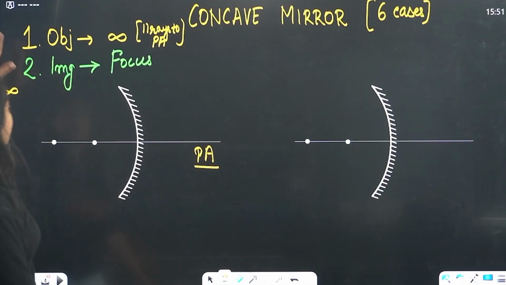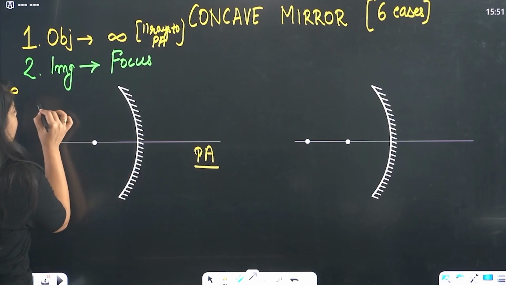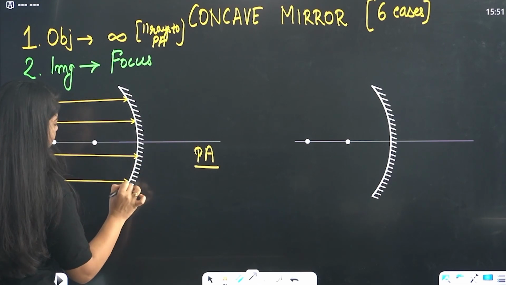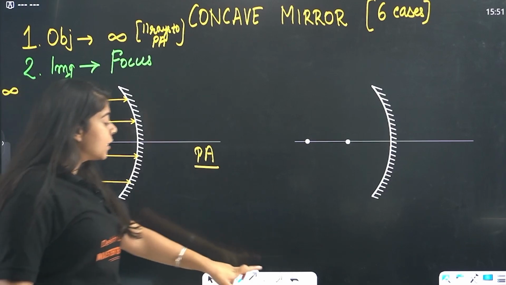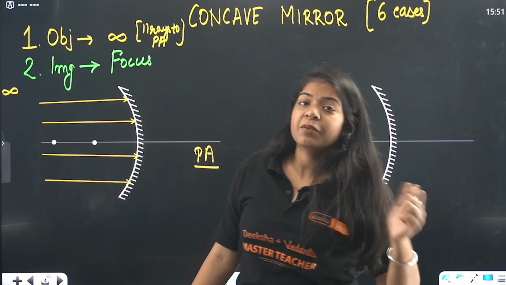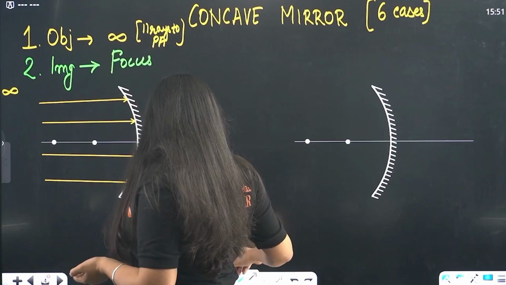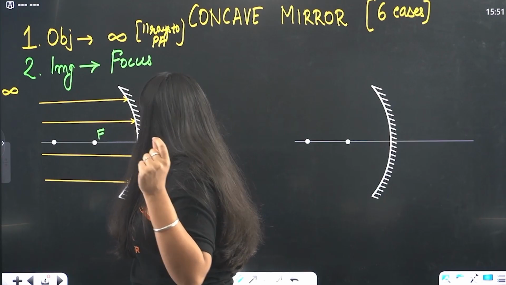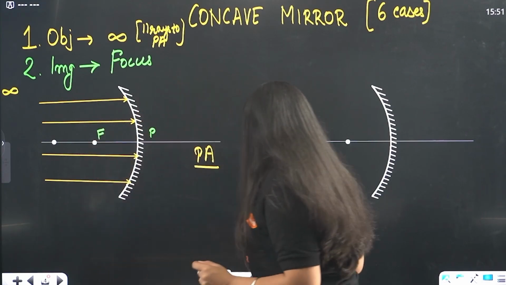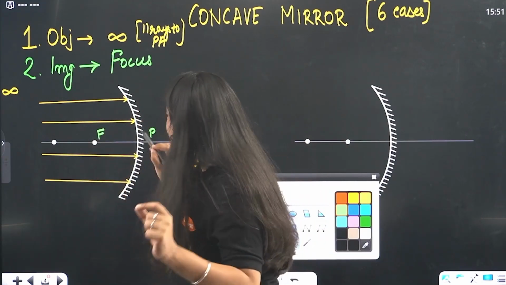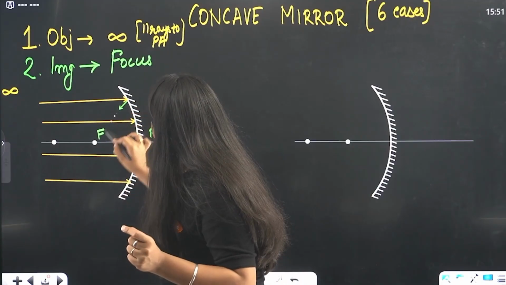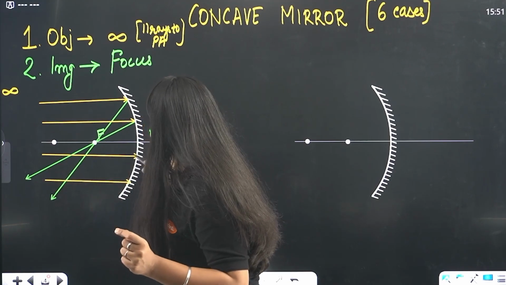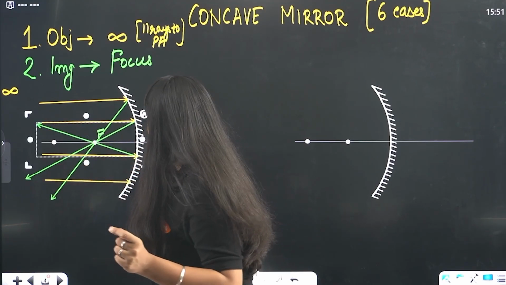Done until now. Now my object is at infinity, so parallel rays will come. Understood? And now they will reflect back. This is a mirror, so it will reflect back and it will pass through the focus. Which is the focus? Ma'am, the first dot from the pole is my focus. Understood? So these are incident rays, and my reflected rays will pass through the focus. Understood, everyone?